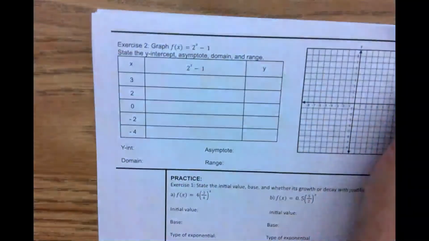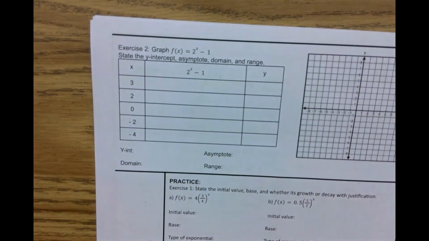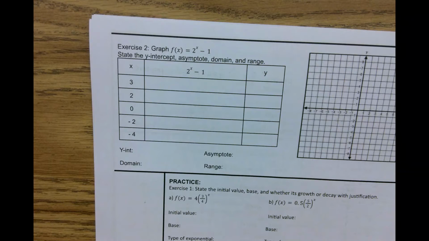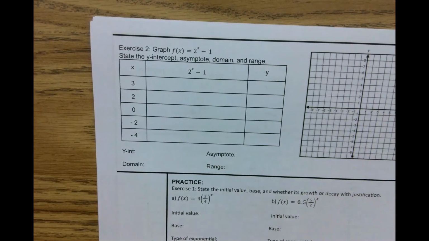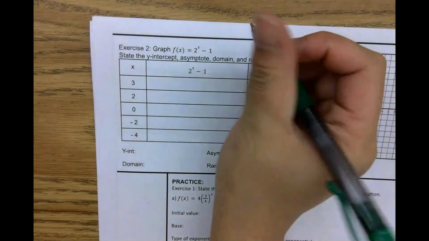So let's try one more. We're going to graph f of x equals 2 to the x minus 1. We're going to state the y-intercept, the asymptote, the domain, and the range. So here there's a table. Normally I would just use negative 2, negative 1, 0, 1, and 2 instead of these numbers that aren't very consistent. Those are the numbers I would usually use. Okay, so let's plug in.